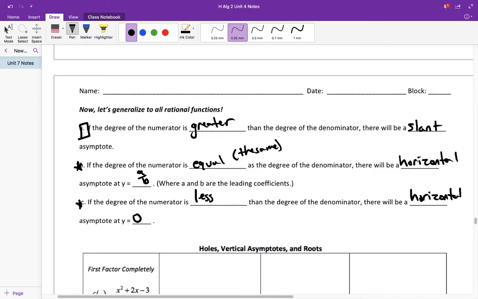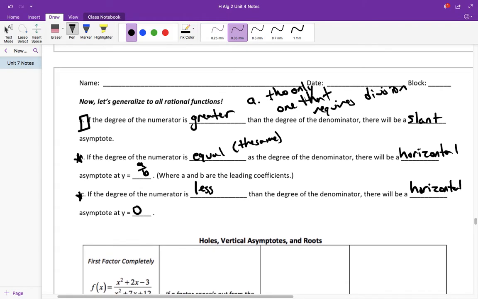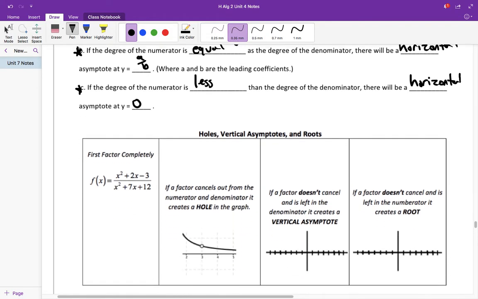So really this first one, option A, is the only one that actually requires you to do division. The other two really don't need division. You can get those just by looking at the equation. But for A, if the degree of the numerator is greater than the denominator, that's where you need to actually do that long division like we just got done doing.